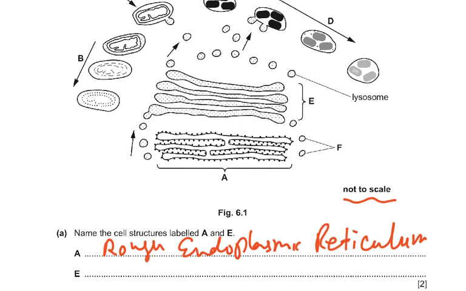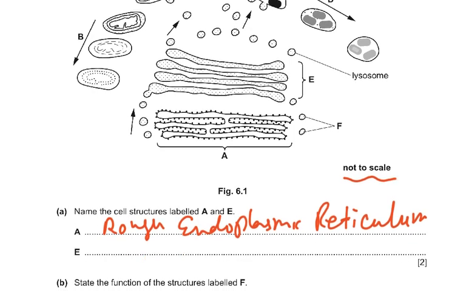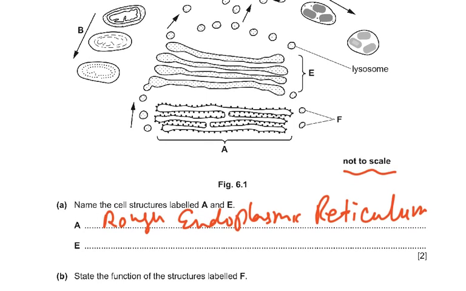Then what was E? Now E, as you see, is a stack of flattened sacs. Golgi body. Golgi body is not one word, it's two words: Golgi and then body. So Golgi body, or you could have said Golgi apparatus, or you could have said Golgi complex. Any of these was correct.